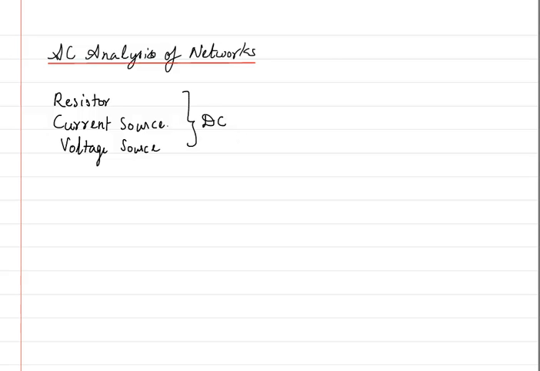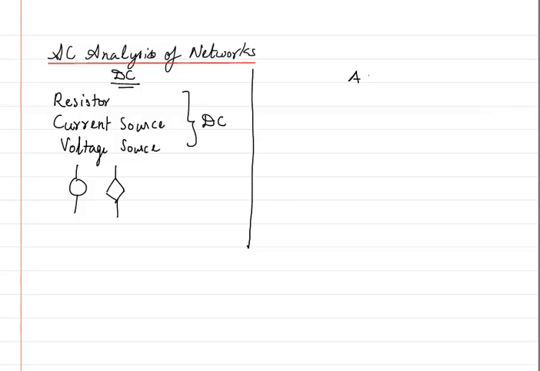Now, here the current source could have been dependent or independent, and the voltage source also can be dependent or independent. So, you remember independent, dependent. Now, when we are going to come into AC analysis, so this was for DC analysis.